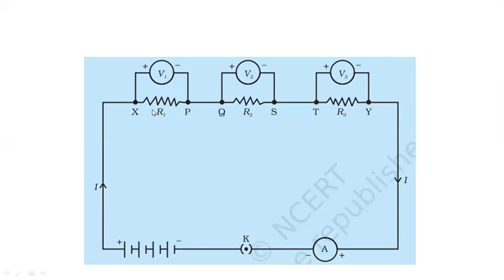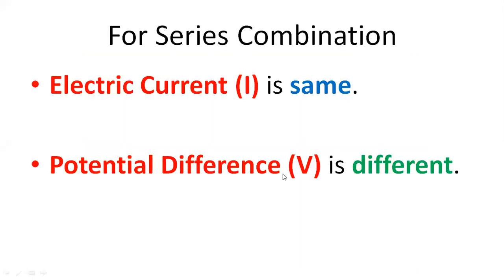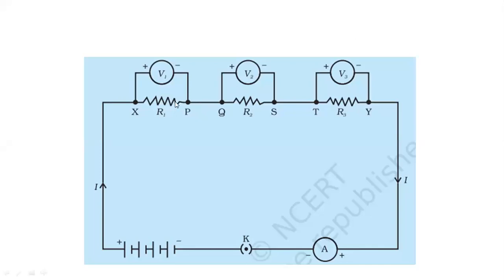But which value changed? Potential difference, that is V. So V is very much different for all of these cases. So potential difference is different, but electric current was same. अभी देखा हमने potential difference क्यों different था? Because points were different. And why current is same? Because same current is flowing through all of them. So current value is not changing, but potential difference is definitely changing.